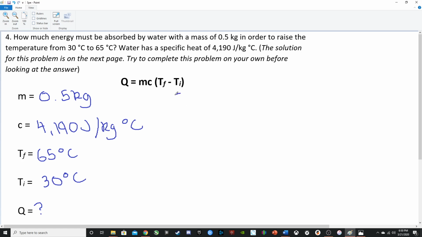So we can rewrite it as essentially Q equals, we know that the mass I just said was 0.5, so we'll do 0.5, and that's going to be multiplied by the specific heat of water, which is 4,190, and then that is going to be multiplied by the change in temperature, which is going to be 65 minus 30, so 65 degrees Celsius minus 30. Remember, our final temperature minus our initial temperature.